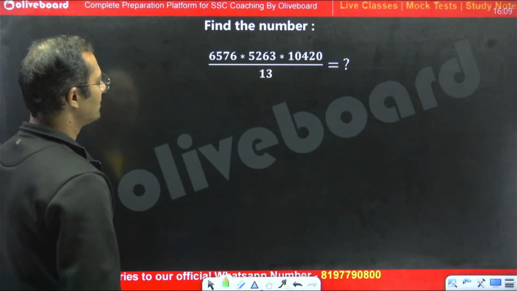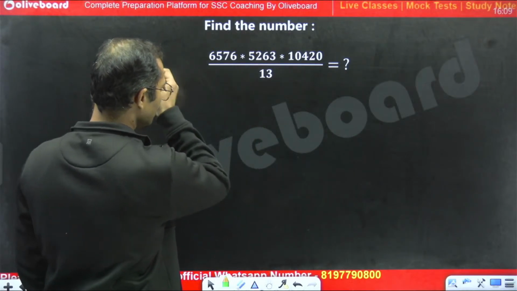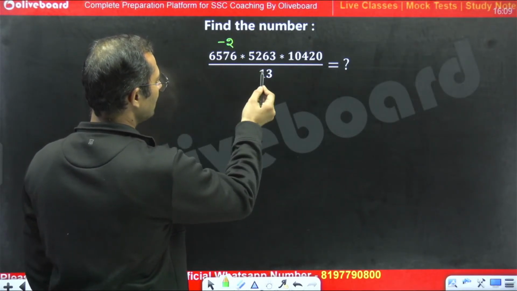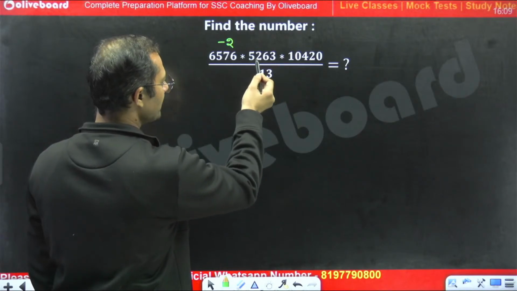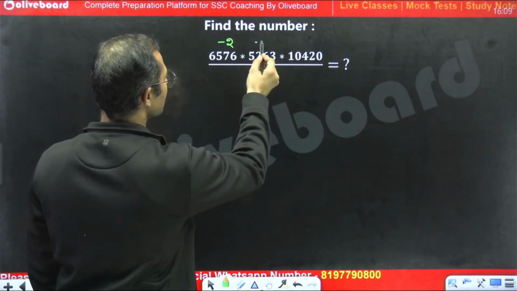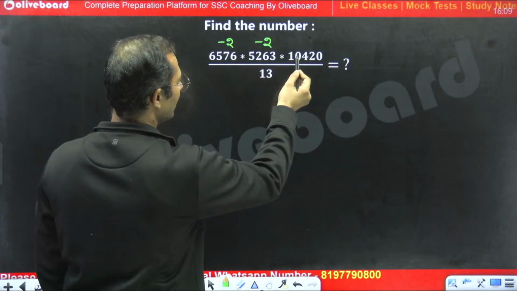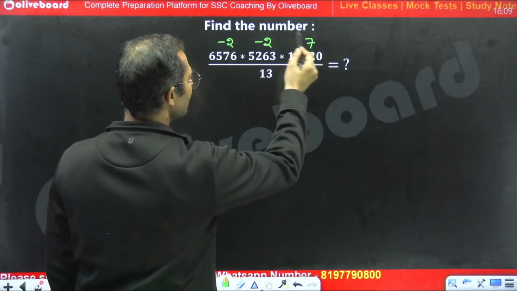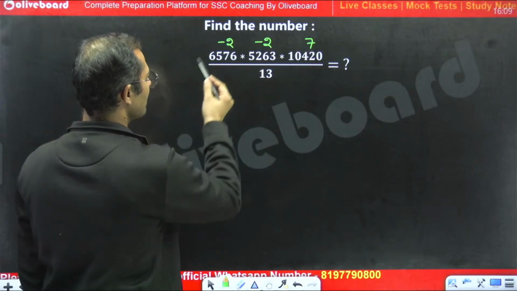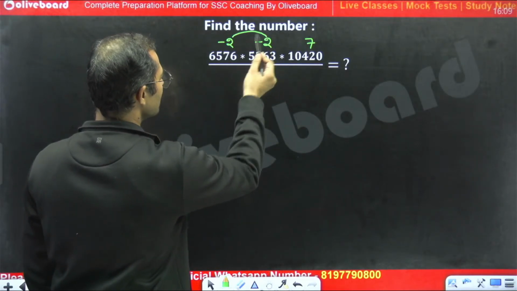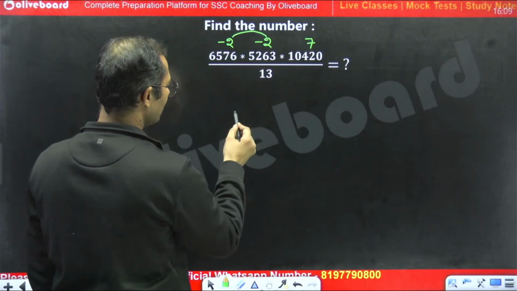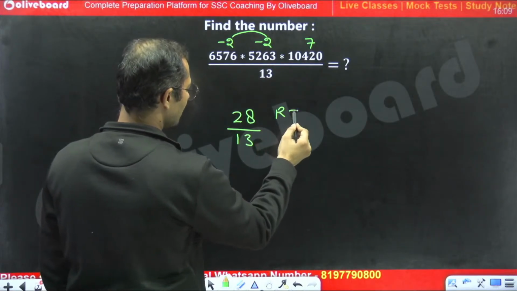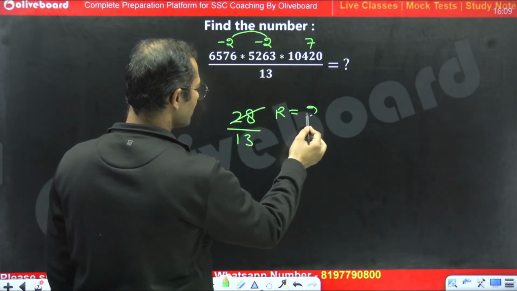See, 13 5s are 65 and 13 6s are 78. So minus 2 is the remainder. 13 4s are 52 and 13 5s are 65, so again minus 2 remainder. So 13 8s are 104, 13 1s are 13, so 7 is the remainder, right? Is this clear? So simply we can say that here 2 into 2 is 4, 4 into 7 is 28 divided by 13. So remainder is what? 13 2s are 26, so 2 is the remainder.